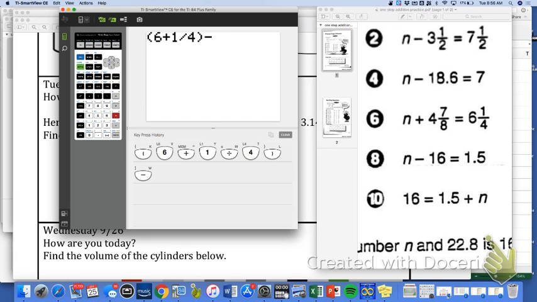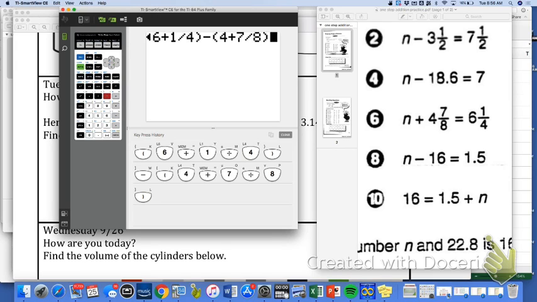Who wants to tell me their good guess? What'd you do? Yes, ma'am. I did open parentheses 4 plus 7, close parentheses, divided by 8. That is exactly what you should do. Open parentheses 4 plus 7, divided by 8. And don't forget to close them, because then your calculator will say math error, and it won't do it.